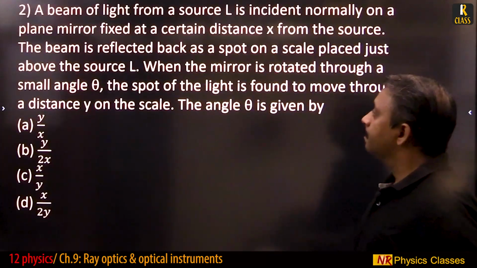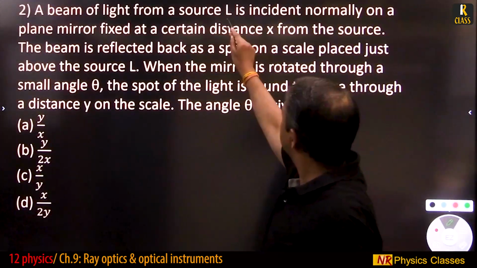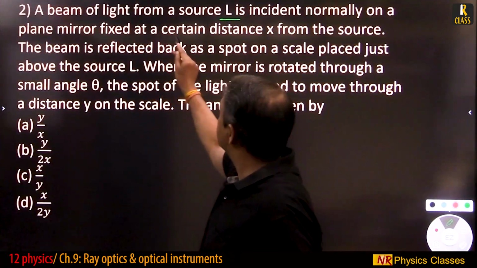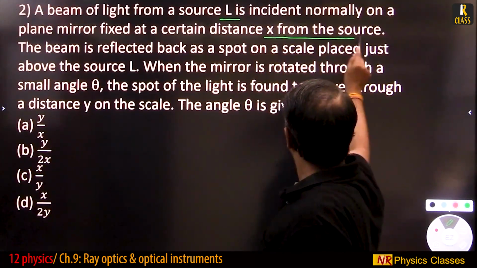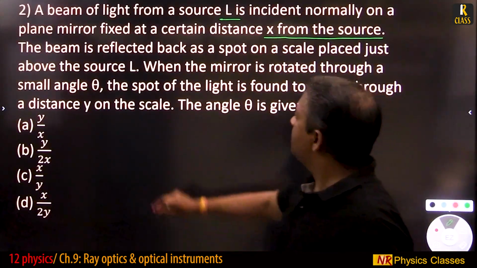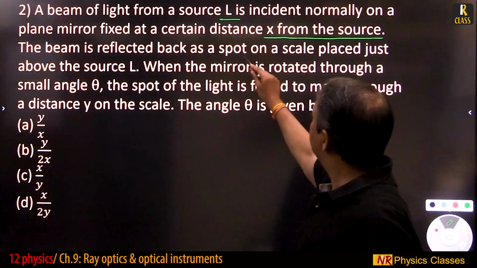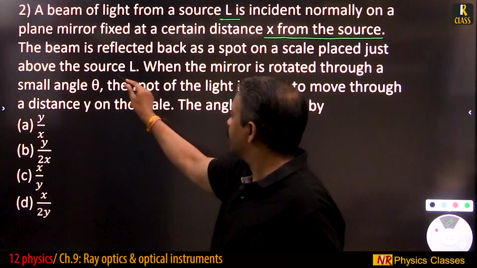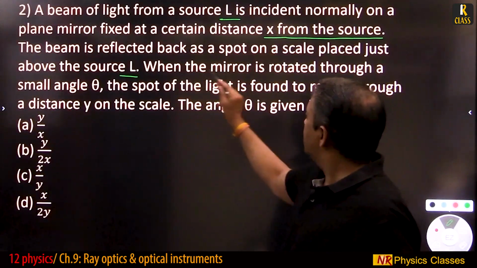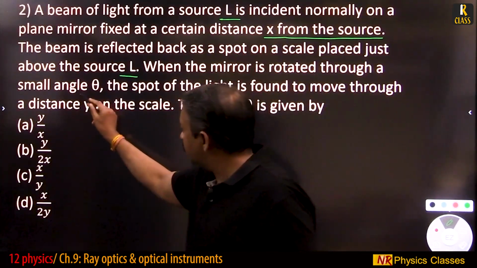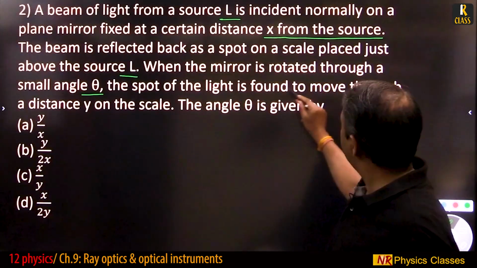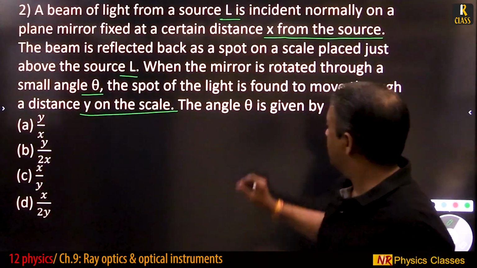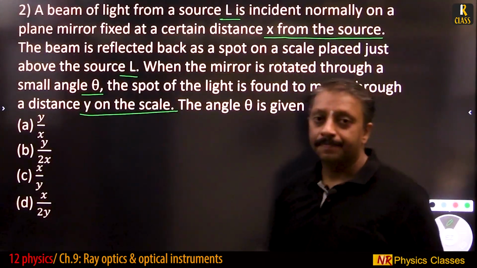A beam of light from a source L is incident normally on a plane mirror fixed at a certain distance x from the source. The beam is reflected back on a spot on a scale placed just above the source L. When the mirror is rotated through a small angle theta, the spot of the light is found to move through a distance y on the scale. The angle theta is given by.